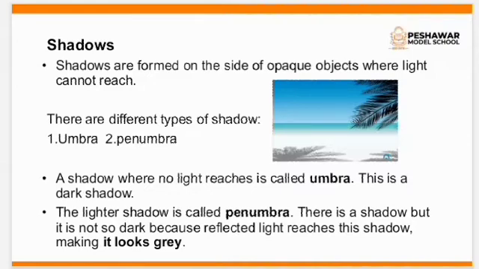There are different types of shadow. Umbra, penumbra. A shadow where no light reaches is called umbra. This is a dark shadow. The lighter shadow is called penumbra. There is a shadow, but it is not so dark because reflected light reaches this shadow, making it look gray. Right? So dark shadows are known as umbra, and lighter shadows are known as penumbra.